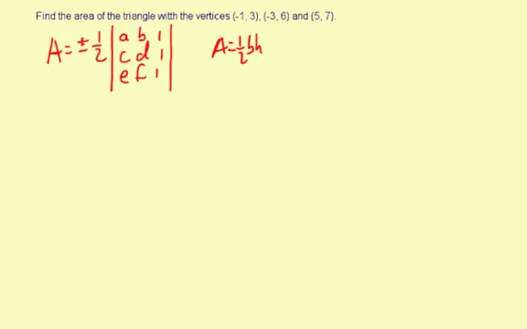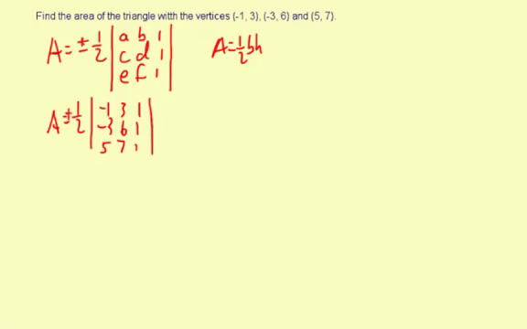And there's a plus or minus here in the formula just in case the determinant's negative, because you can't have a negative area. You'll switch the sign. Let me go ahead and substitute the known vertices. Area is 1/2, and then -1, 3, 1, -3, 6, 1, 5, 7, 1.